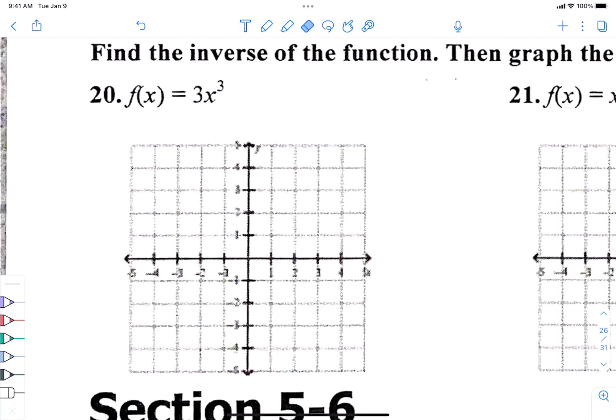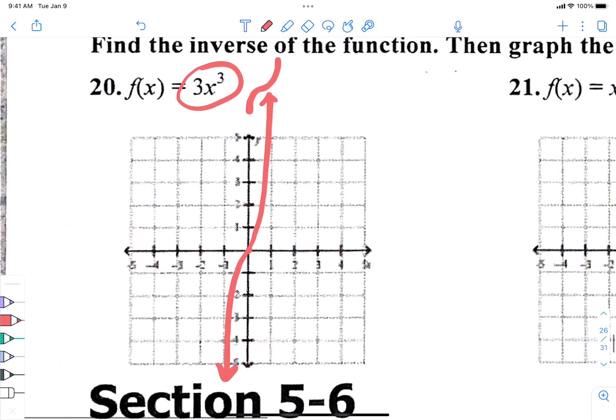Let's just graph that original one. What does he look like? What's x cubed look like to start with? Yep, one of these, okay? The 3 is going to make him taller and skinnier, so he's just going to be really flat here. Like that, something of that nature, right? Okay? All right, now we want to find the inverse.